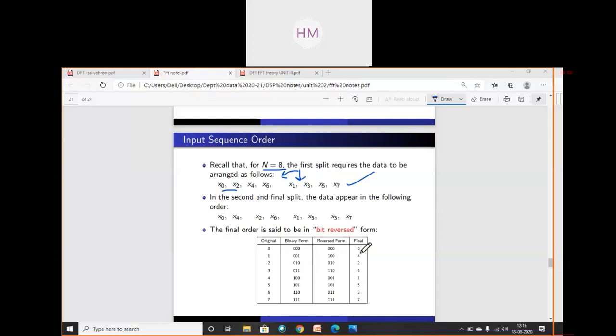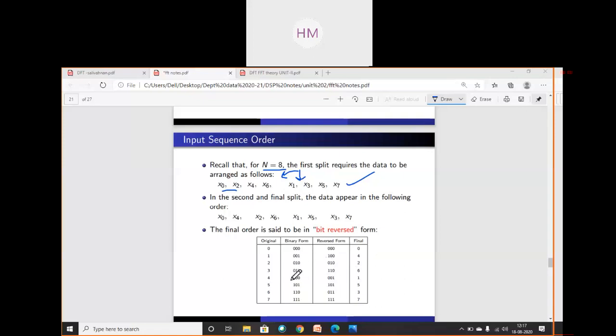Then 001: the 1 is moved from the last position to the first, the MSB. I am getting X4, the fourth position. Now 010: the 1 is in the center. The center can't be reversed, so it is the same as it is, X2. Then here I have 011. So these two bits are shifted over here.